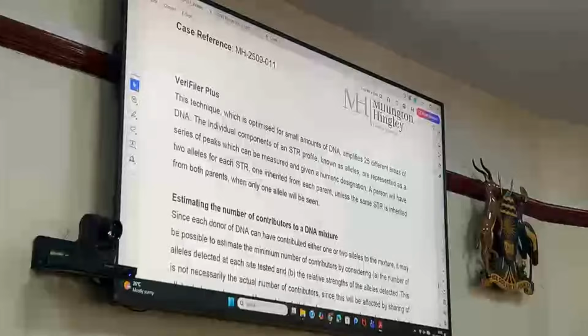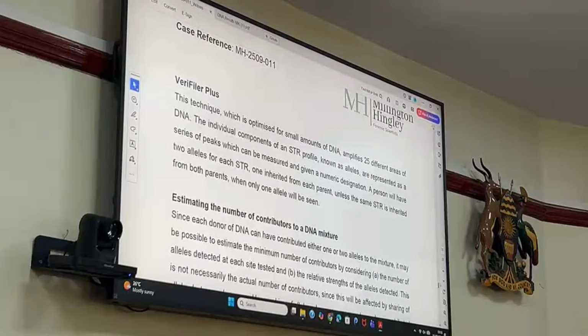The individual components of an STR profile, technically known as alleles, are represented as a series of peaks which can be measured and given a numerical designation. The person will have two alleles for each STR, one inherited from each parent, unless the same STR is inherited from both parents, where only one allele will be seen.